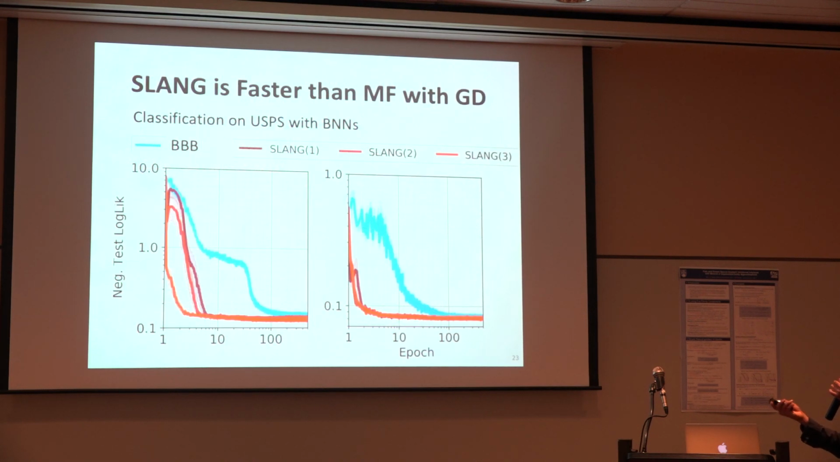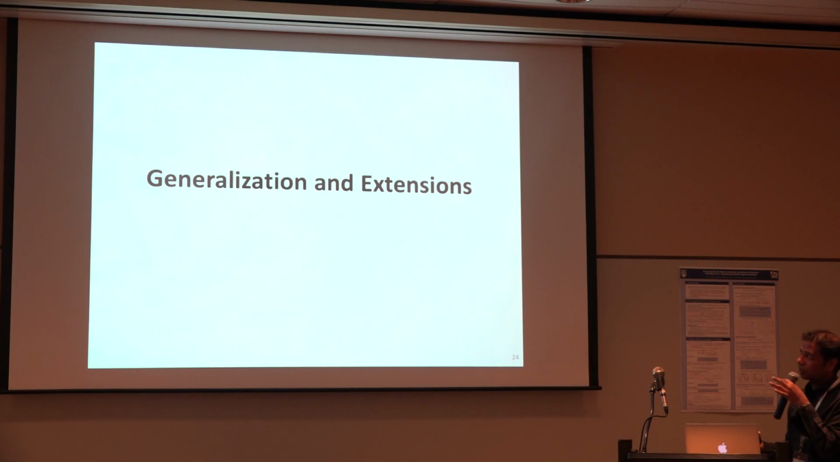But the kind of results that we get is that, this is based on backprop, the mean field method. If you use SLANG with increasing rank, then you get faster and faster convergence, which is what you would expect, right? Okay, so far I've talked about the non-conjugate model, the conditionally conjugate, and the conjugate model.